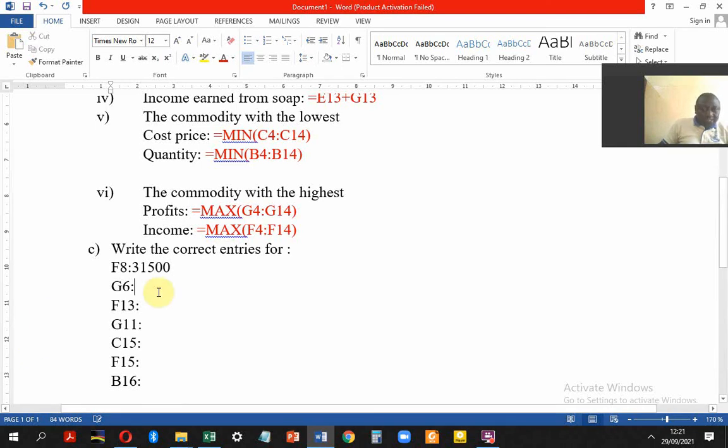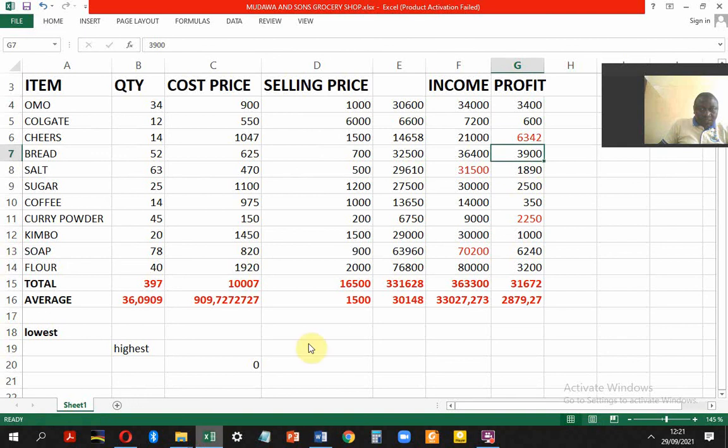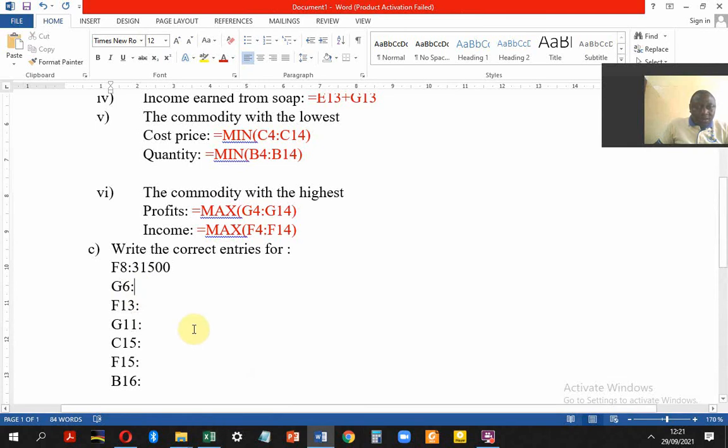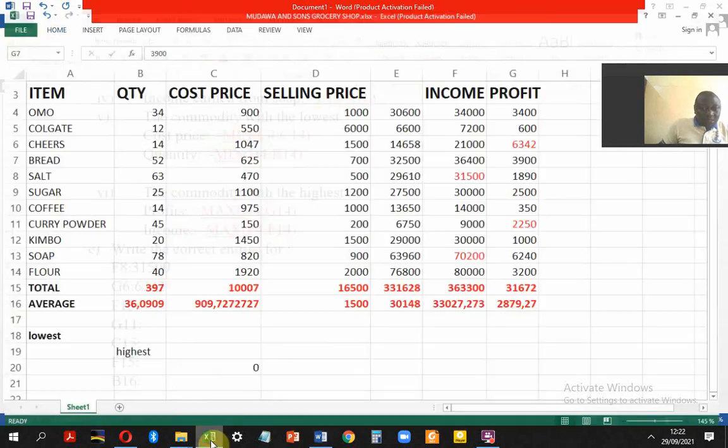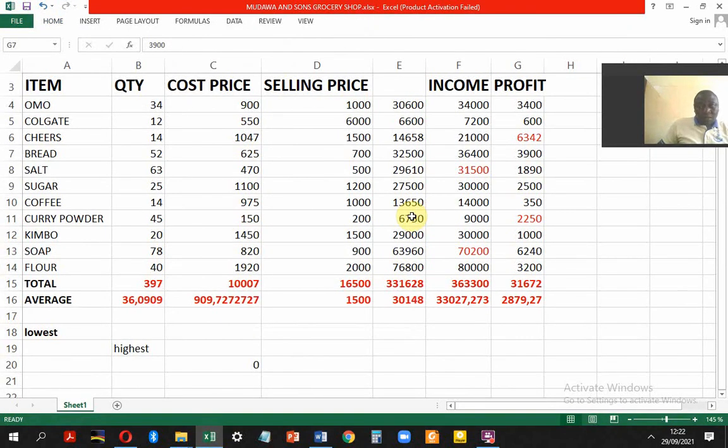The next one is G6. So you go back to our spreadsheet, look for G6. G6 is cheers, but the figure is 6342. So you simply write it here, 6342. Okay, you can see how it becomes easy the moment you do the calculations fast.